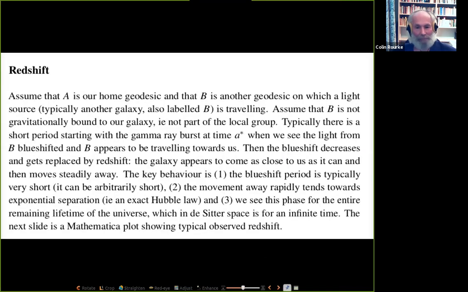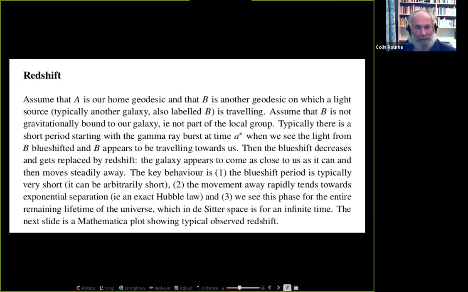Okay, now we're going to explain redshift, because the whole point is we're trying to make a theory with no Big Bang. Most people think that because there's redshift, there has to be a Big Bang. Well, anyway, we've got to explain redshift.